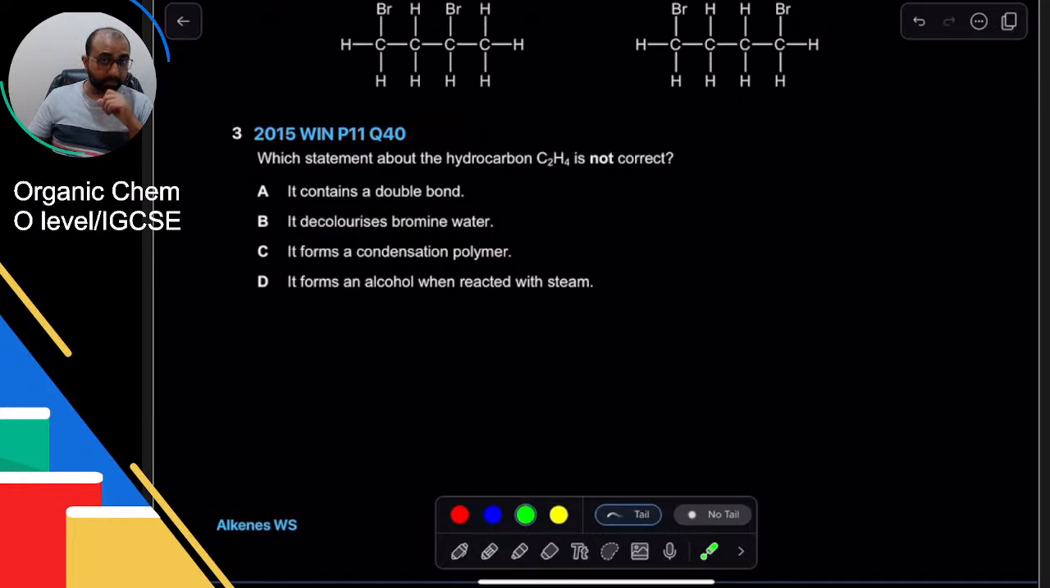Alright. Which statement about the hydrocarbon is not correct? It contains a double bond. Of course, it is an alkene. It does contain a double bond, which means it reacts with bromine water. So the second one is also true. It forms a condensation polymer. No, it forms an addition polymer. Okay? It forms an alcohol when reacted with steam. Yes. So this means the third one is wrong.